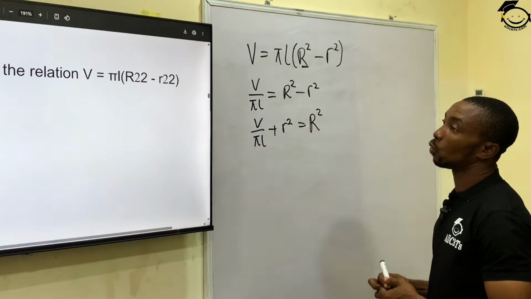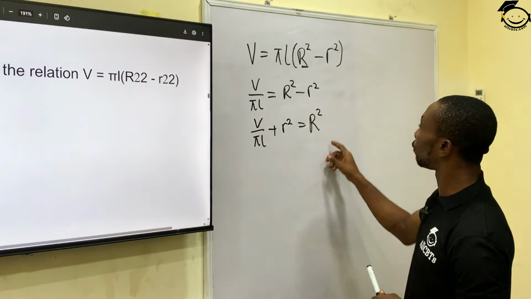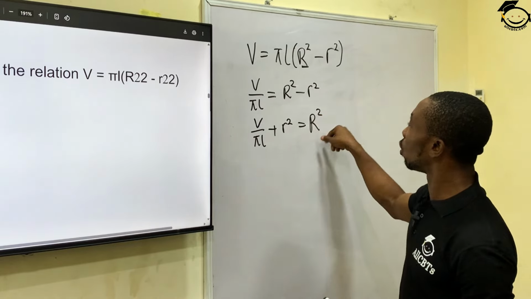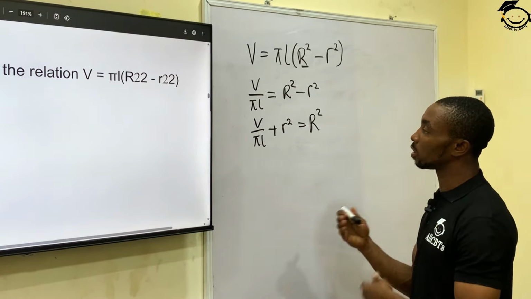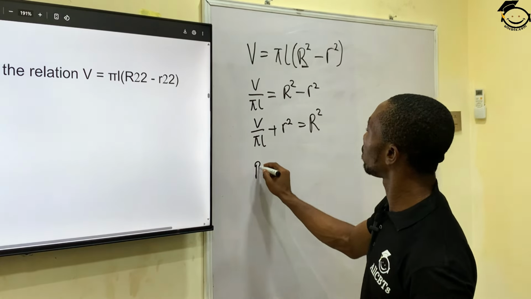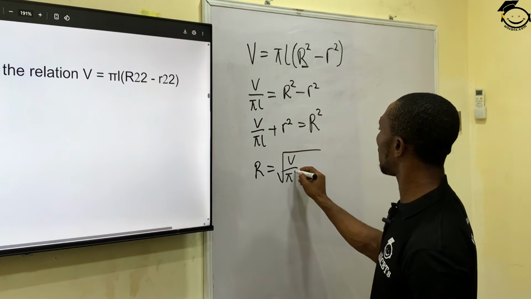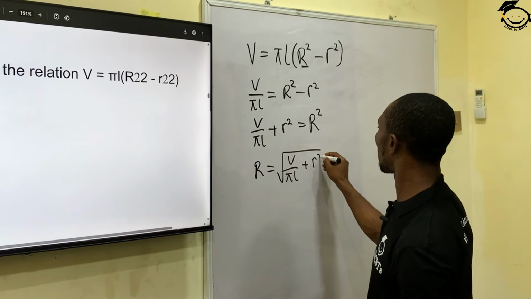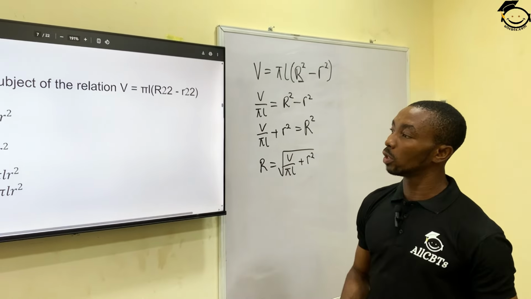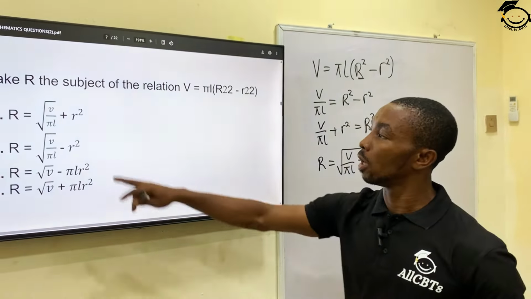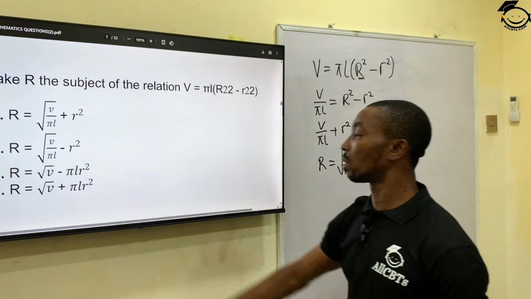Now, since we are not looking for R squared, we want R, we have to find the square root of this. Since it is squared, we take the inverse of square, which is square root. So R equals square root of V over pi L plus r squared. So that is our value for R, which is option A.